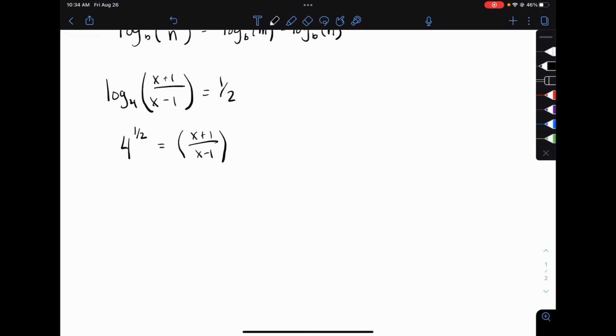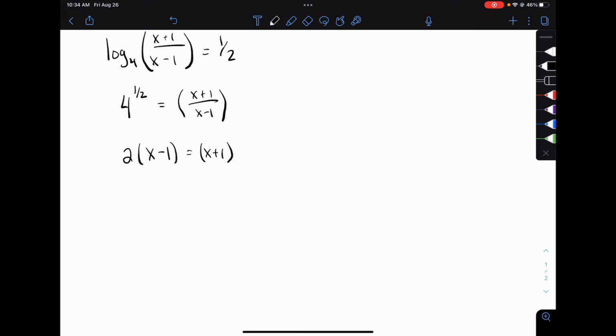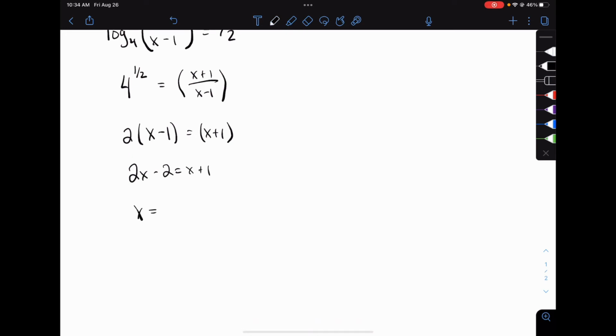And then if we solve this, this is 2 times (x minus 1) equals x plus 1. And if we solve for x, we're going to get x equals 3. As simple as that.